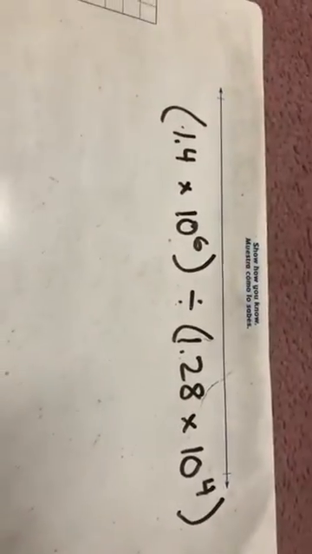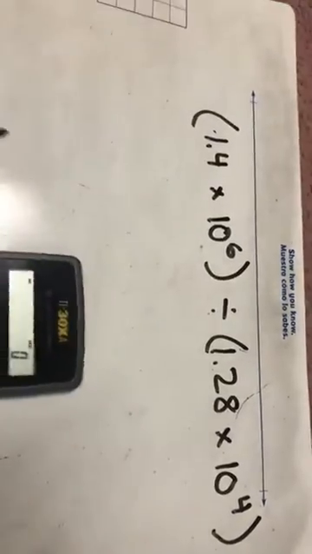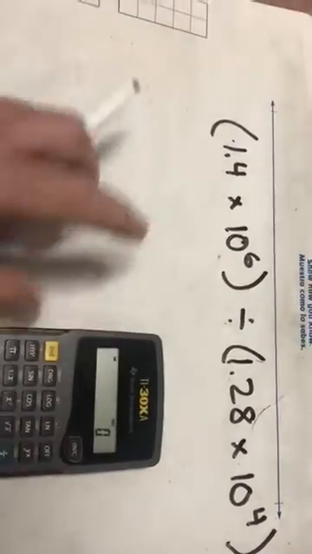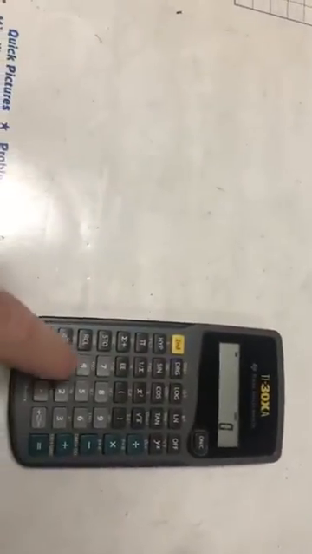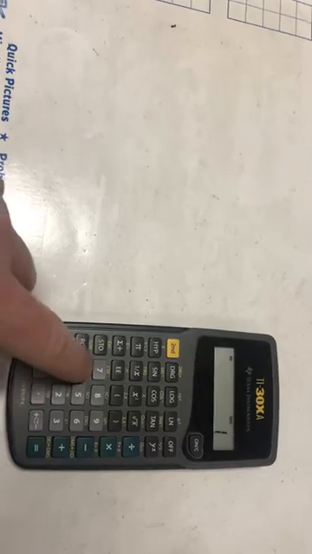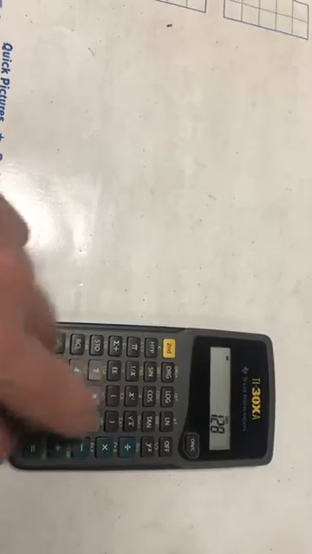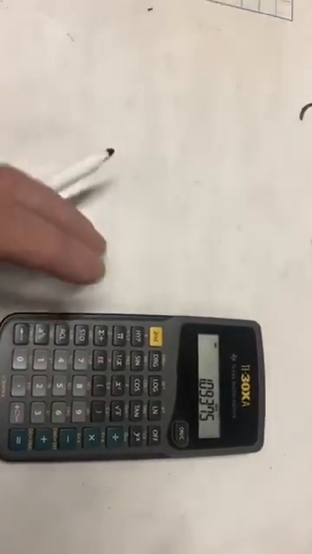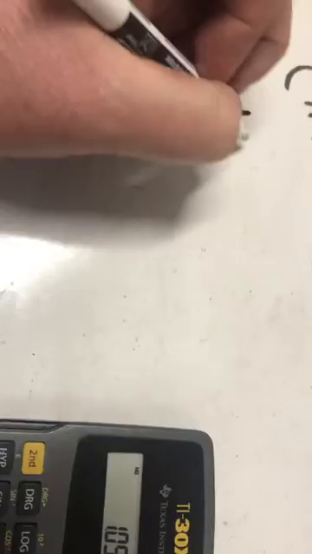All right, let's look at one more. That's pretty straightforward. Okay, one more example: 1.4 times 10 to the power of 6 divided by 1.28 times 10 to the power of 4. Well, the first thing I want to do is deal with the 1.4 divided by 1.28. So I'm going to come up here, 1.4 divided by 1.28, and that's going to equal 1.09375.